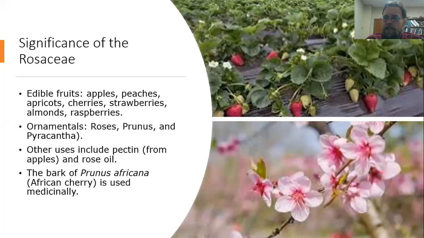Of course, the roses are a really good example of an ornamental plant. One other use for this group of plants is to derive pectin that comes from apples, that we use in canning very frequently if we're making jams or jellies. That is generally going to be derived from apples. Rose oil is used for all sorts of things. And there are a few examples, things like African cherry, where there's some sort of medicinal use that tends to be folk medicine for the members of this family as well.